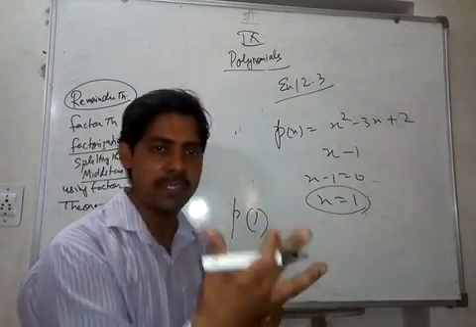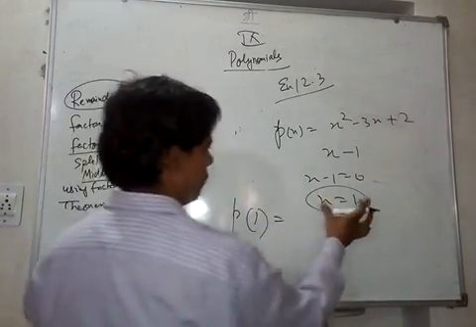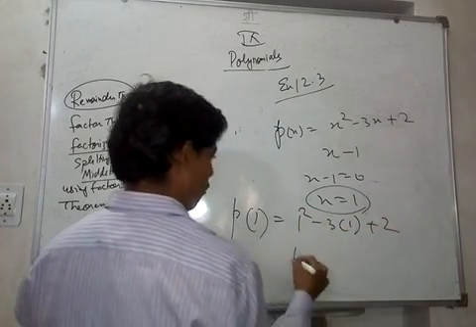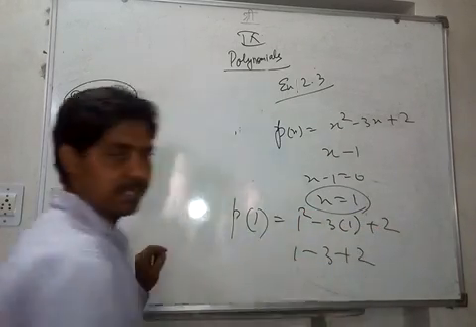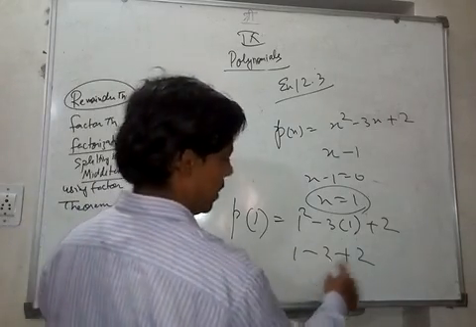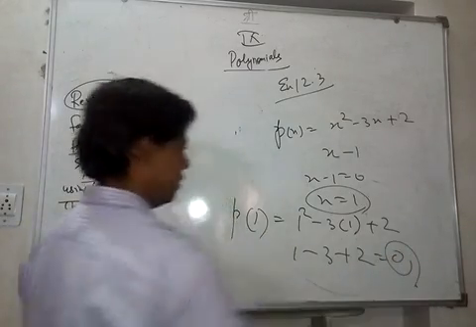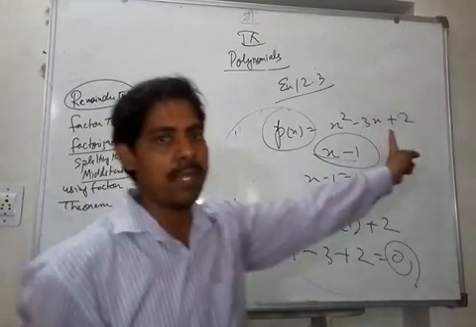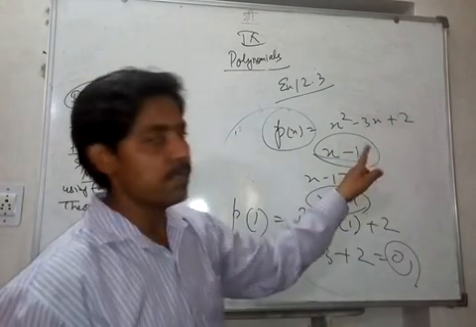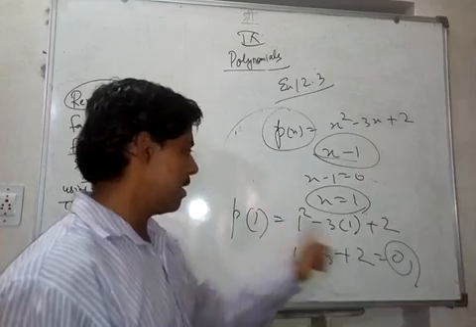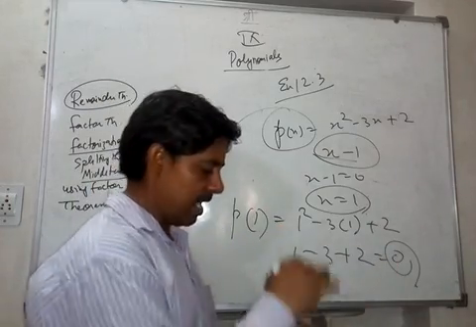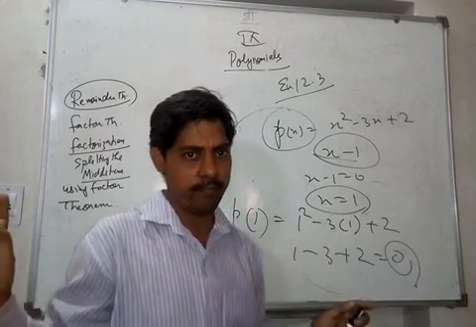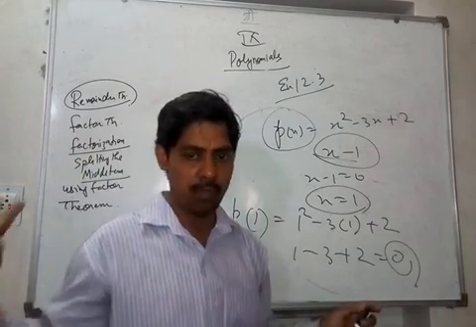Factor means that which divides. So p of 1 here: 1 square minus 3 into 1 plus 2, that is 1 minus 3 plus 2. Now see what this is: 1 minus 3 plus 2, that is 0. So that means x minus 1 is a factor of p(x), that is x square minus 3x plus 2 is completely divisible by x minus 1, and the remainder will be 0. So just like remainder theorem, in factor theorem the remainder should be 0.